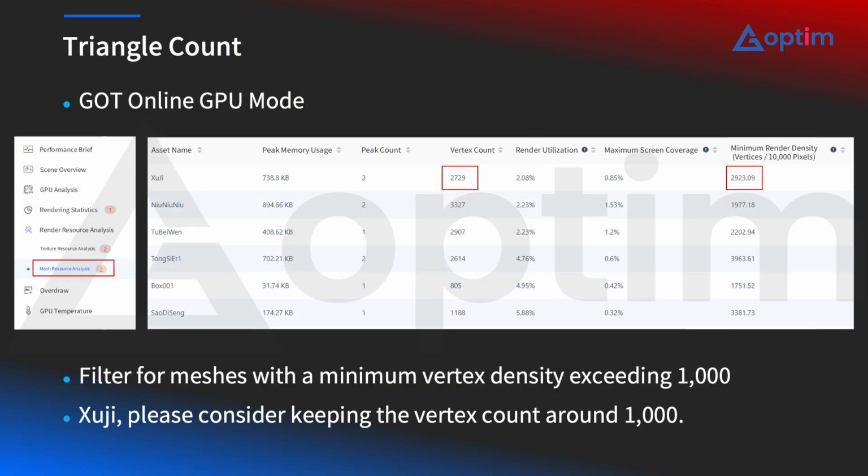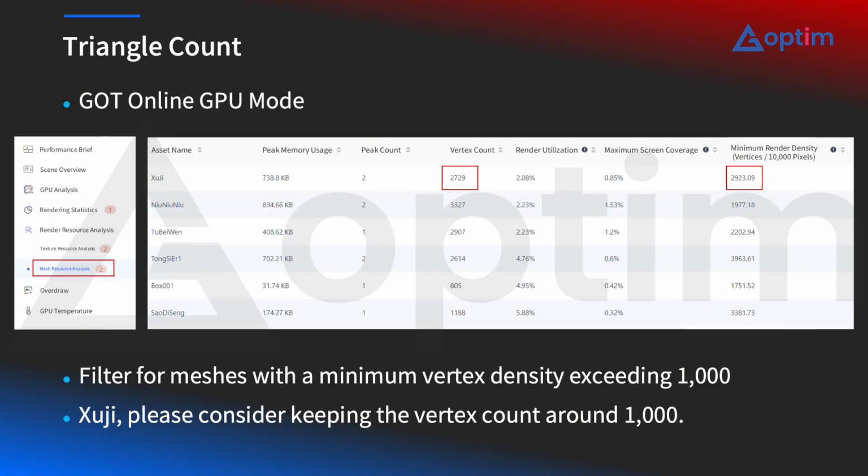Here, minimum rendering density refers to the lowest value observed across different frames and camera angles. Because objects move and camera views change, the density varies per frame. So we take a conservative approach. Even in the most favorable viewing condition, if the density is still above 1,000, the mesh is considered consistently over budget. Such meshes can generally be classified as heavy assets.